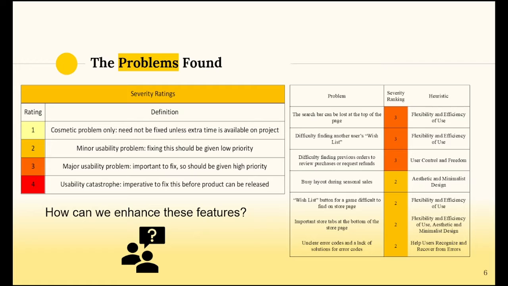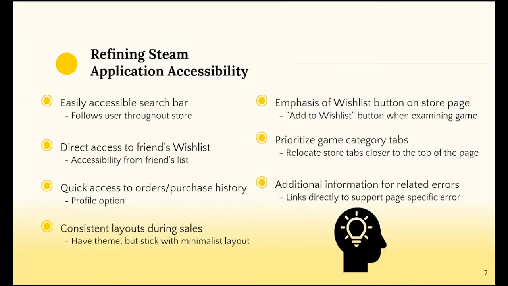And one of the last ones we have here is unclear error codes, and maybe a lack of solutions for errors as well. Not having enough information on what's going on, or not even having a proper link to the support page. So how can we enhance these features? We discussed it as a team, and we came up with these solutions for each one.